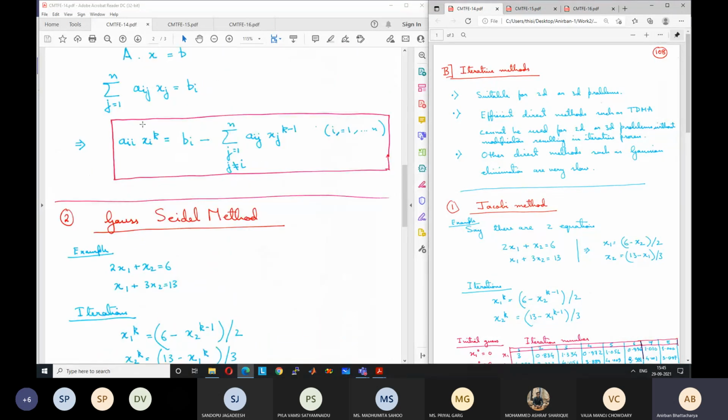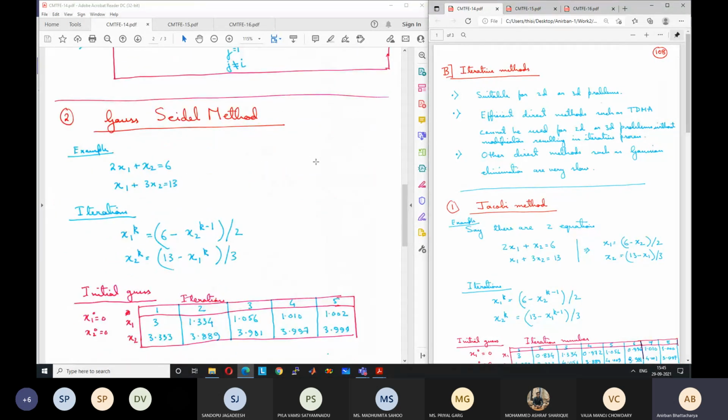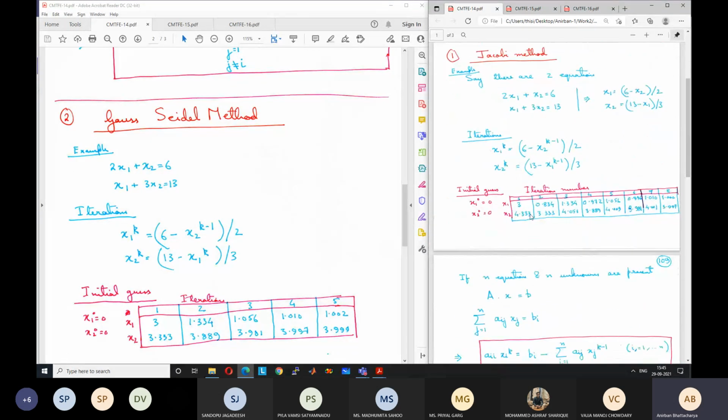And then we have seen one improvement on the Jacobi method, which was called the Gauss-Seidel method. The improvement also uses very basic common sense. Previously, for the Jacobi method, we were using the old iteration values for calculating the new values.